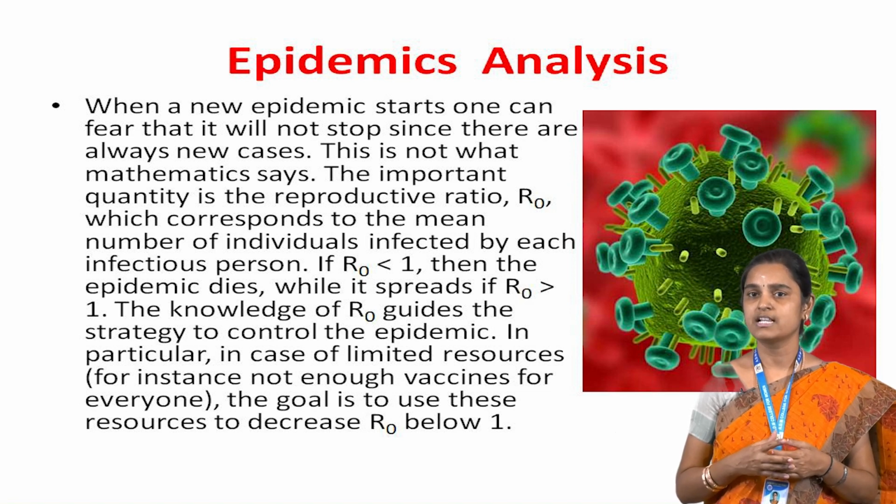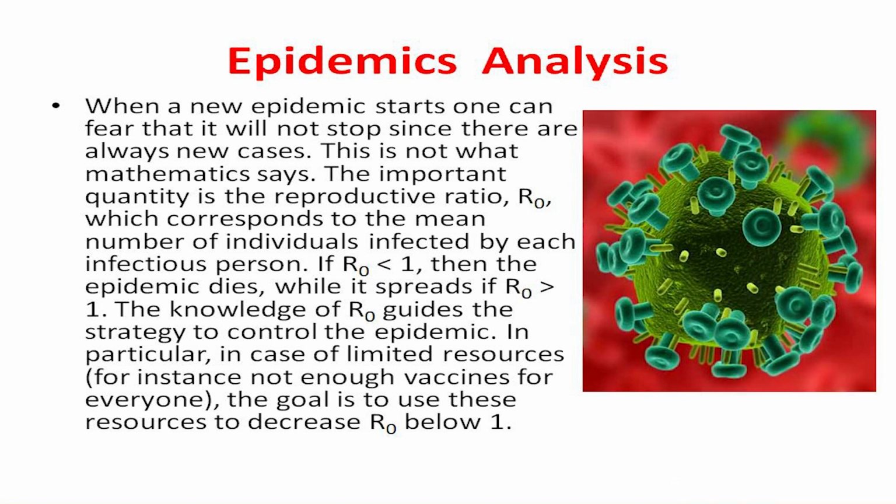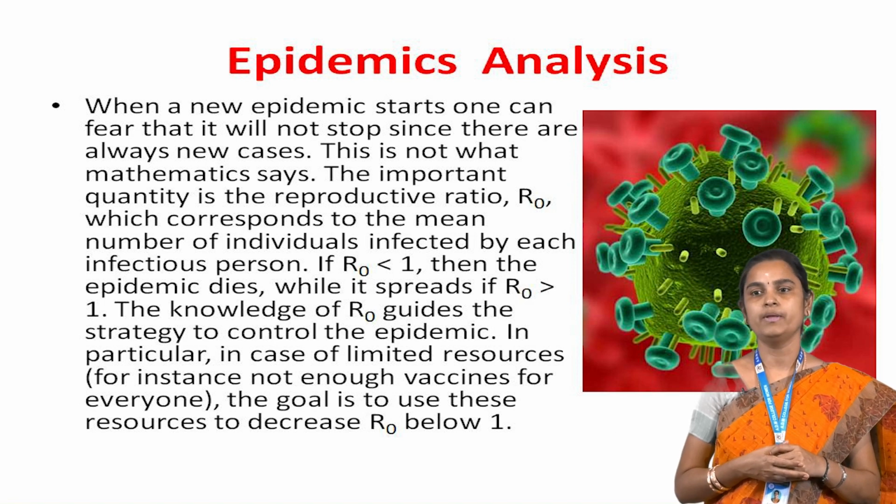If the R naught value is less than 1, then the epidemic dies. While if R naught is greater than 1, then certain vaccines are necessary to be given to everyone. The goal is to use these resources to decrease R naught below 1.